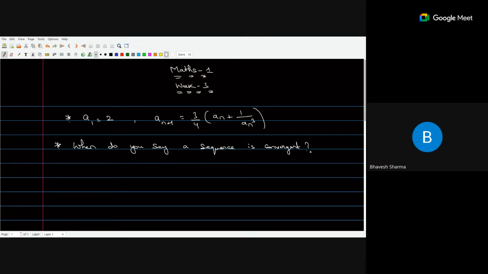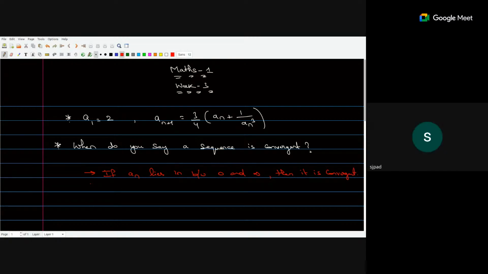When it lies between 0 and infinity. Which thing lies between 0 to infinity? So the an value. So one says if an lies in between 0 and infinity, then it is convergent. Okay, any other answers?